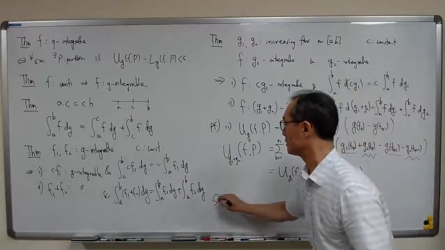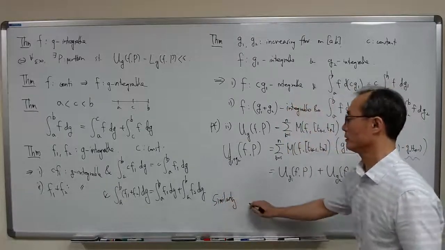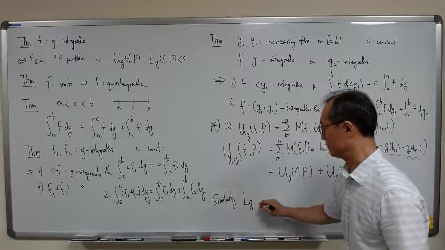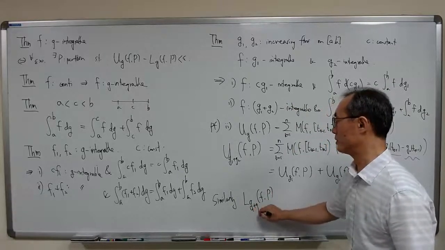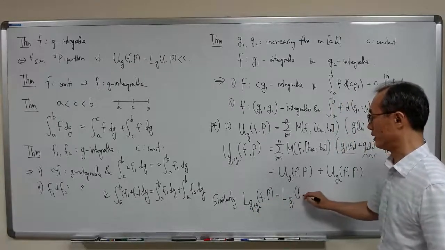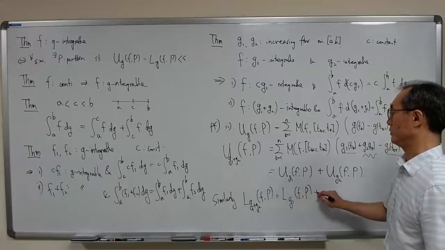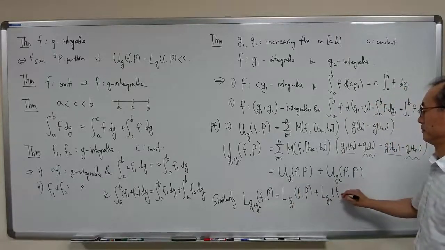And this property also holds for the lower sum. The lower sum of function f with respect to g1 plus g2 can be split into the lower sum of f with respect to g1 plus the lower sum with respect to g2.